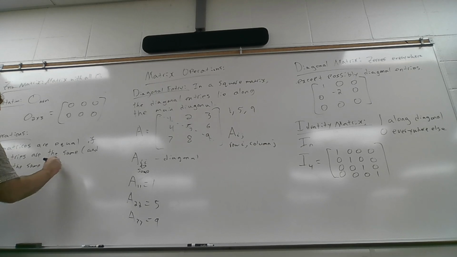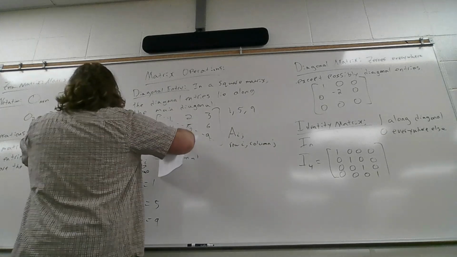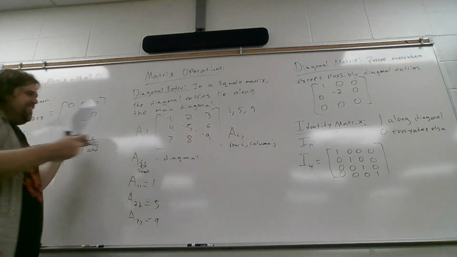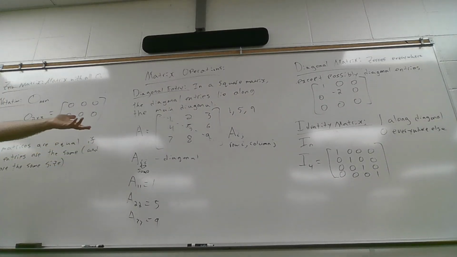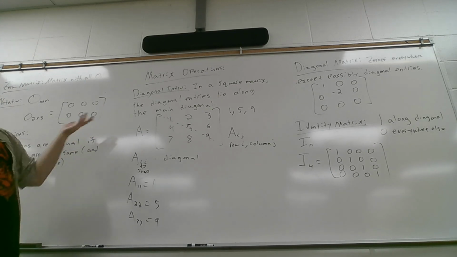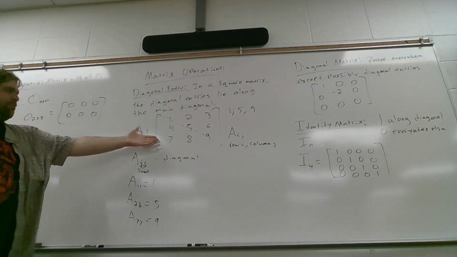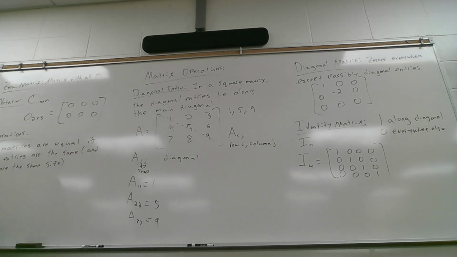Right? It doesn't make sense to compare two things that are a different size. Like this thing, is this equal to this? Well, they don't even have the same number of numbers, right? So it doesn't even make sense to ask if they're equal, because how could they possibly be? This has 9 numbers in it. This has 6. They can't be equal at all.